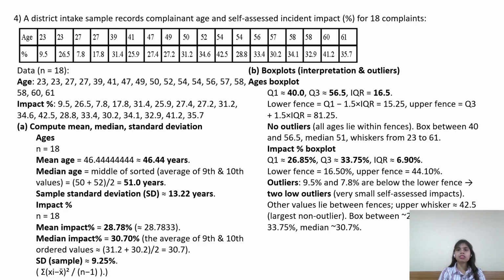Box plots. Lower fence equals 18.25. No outliers. Upper fence 26.75%. Outliers 9.5% and 7.5% are below the lower fence. Two outliers, very small self-assessed impacts. Largest outlier box between 33.75%. Median equals 30.7%.